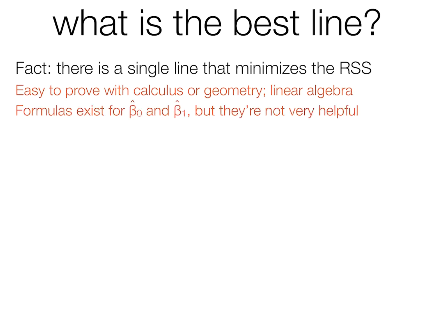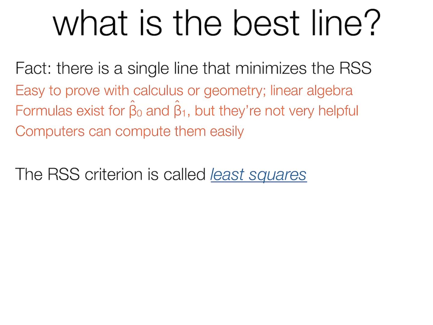Now, there are actually explicit formulas that exist for beta naught hat and beta 1 hat in terms of the xi's and the yi's, but in general, they're not very helpful. They can help you understand some statistical properties of beta naught hat and beta 1 hat, but otherwise, they're not very useful and we almost never use them in practice. The good news is that computers can compute beta naught hat and beta 1 hat very, very easily. This is a very easy computation to do, even if you have very, very large data sets. Now, the RSS criterion, the residual sum of squares criterion, is usually referred to as least squares.